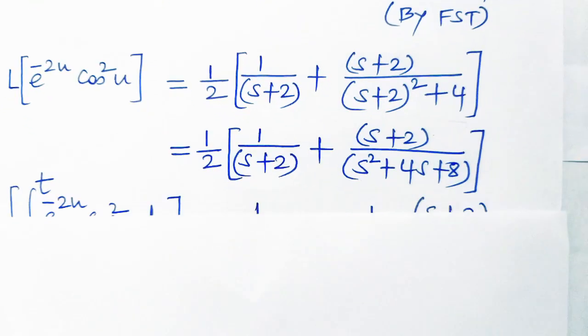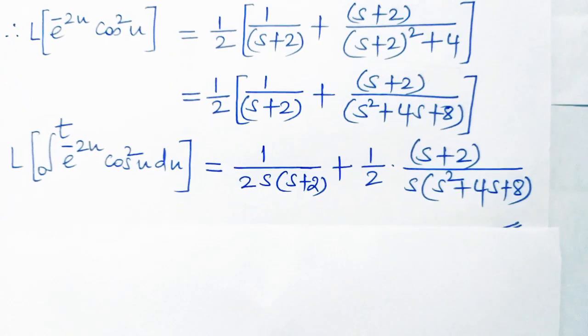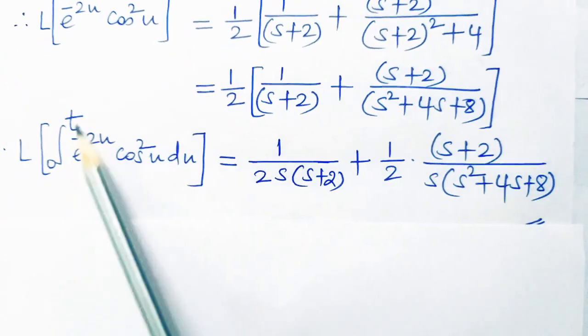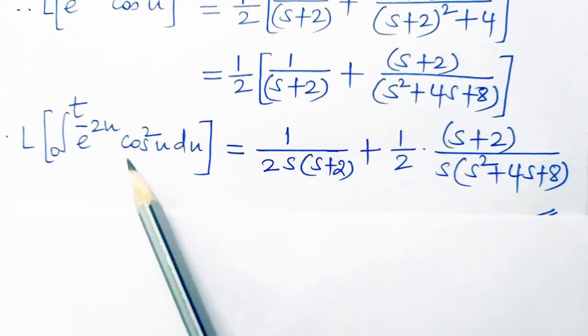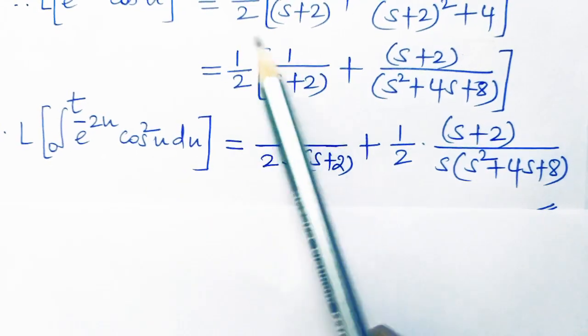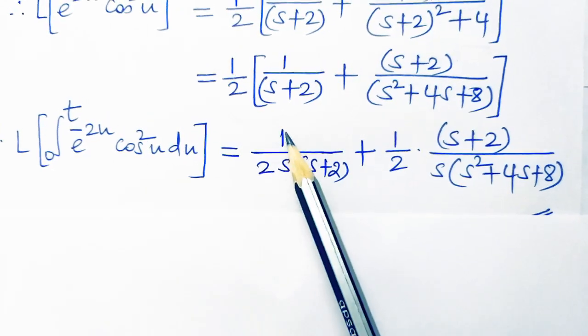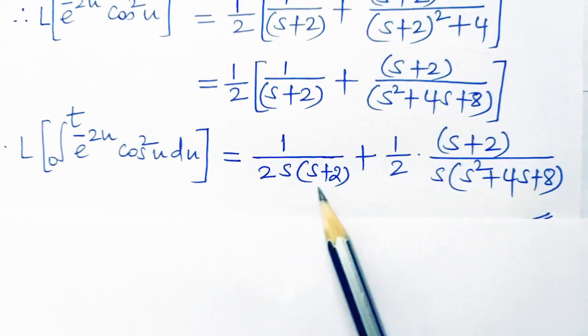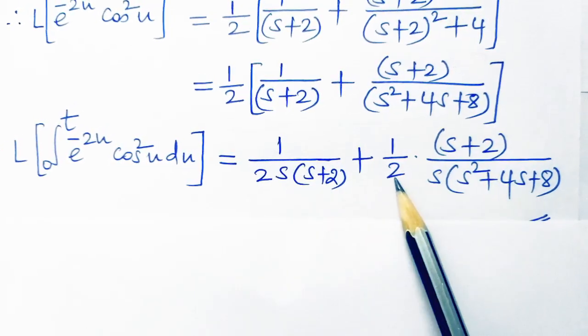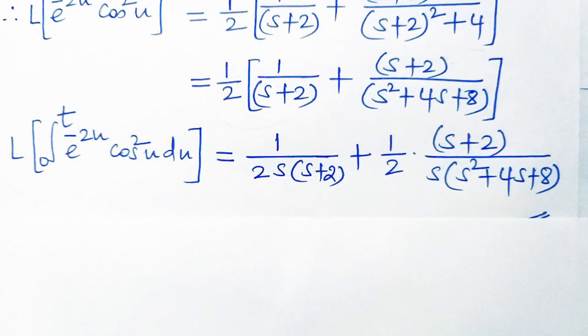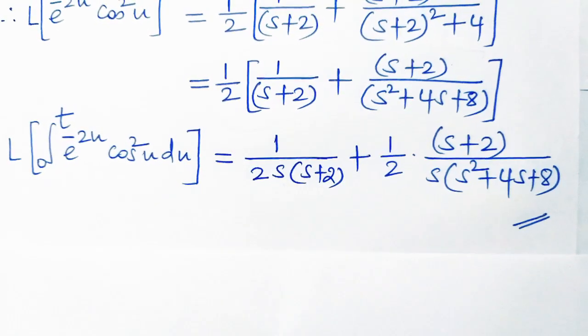Therefore, we will have Laplace of integration between 0 to t e to the power of minus 2u cos square of u du. So the first term is multiplied with 1 by s, so it is 1 divided by 2s, s plus 2. The same with the second, it has been multiplied with 1 by s. This is the final answer.